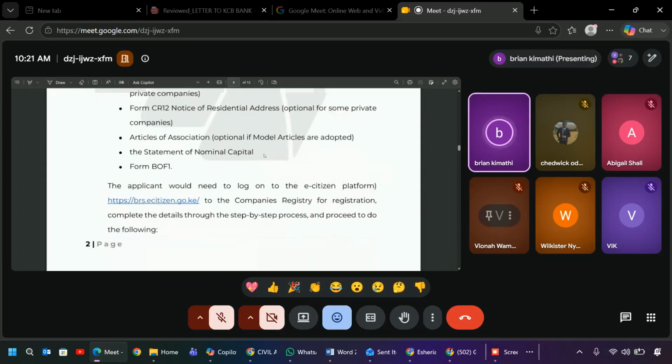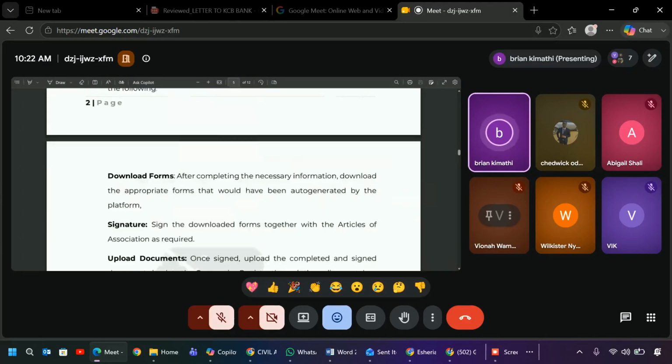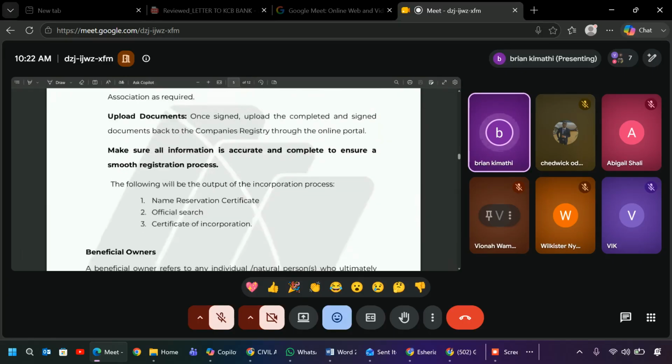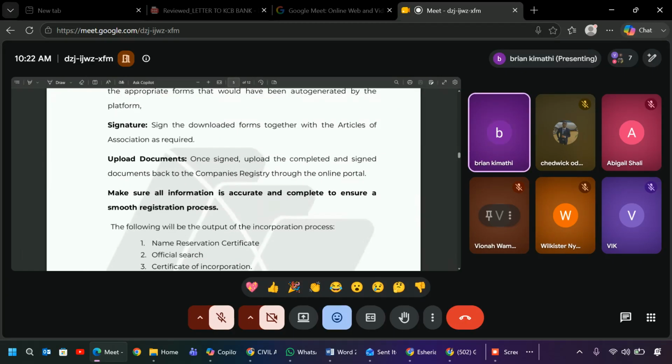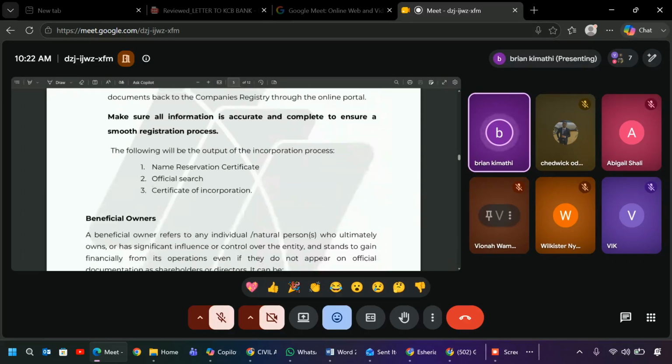Then the statement of nominal capital, this is where you say that our nominal capital is this amount. If it exceeds 5 million, we pay stamp duty on it, and we have a company secretary. If it doesn't, we just register the company without a company secretary, without paying any stamp duty on the registration. Then Form BOF1, we have stressed it enough. Then you lodge this on eCitizen, you download forms, sign, scan, then upload the documents. Then you make sure all information is accurate.